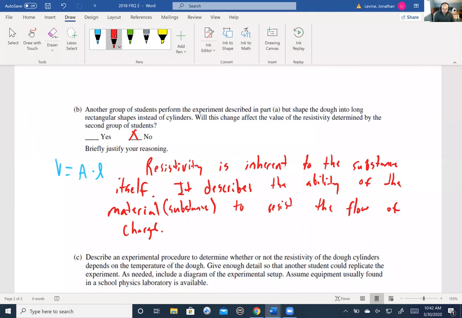And then if you really wanted to go into it mathematically, I'm sure you could also describe that you're still using the same volume of the substance. You're just going to have different proportions of cross-sectional area to length. Doesn't matter if it's cylinder shaped or if it's rectangular shaped, right? So because it's the same substance, it will not change the value. So same dough, same rho. I can rhyme, right? Same dough, same rho. All right.